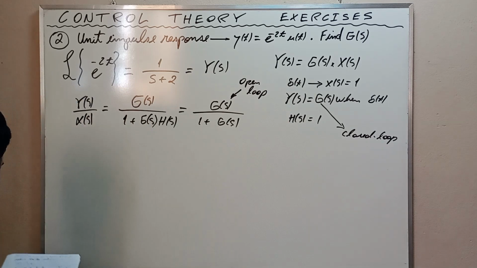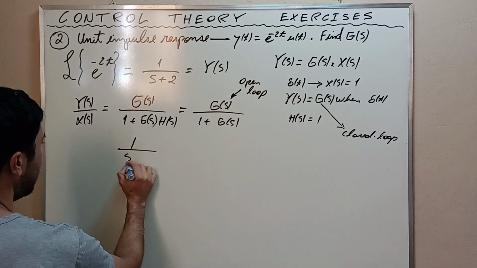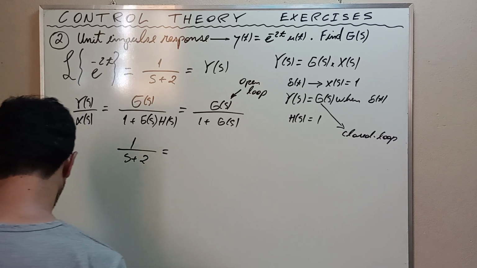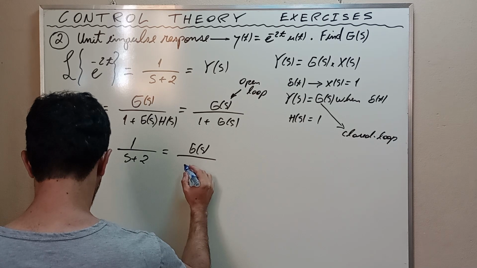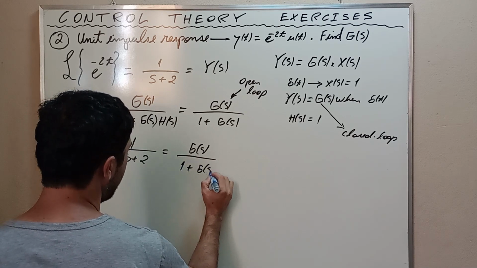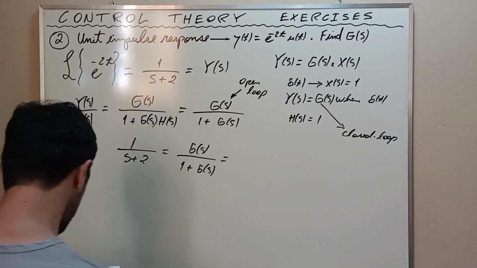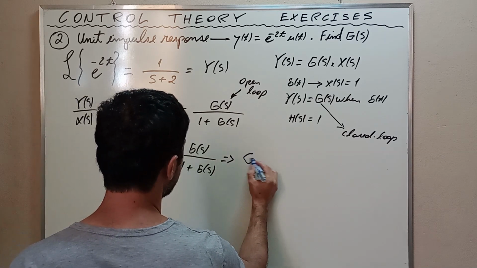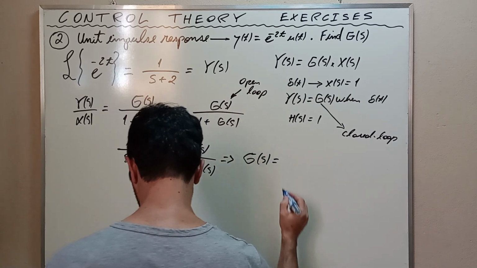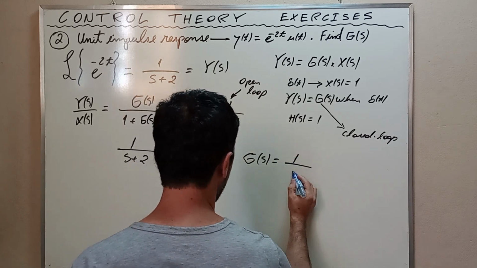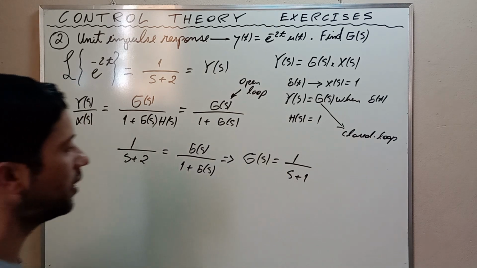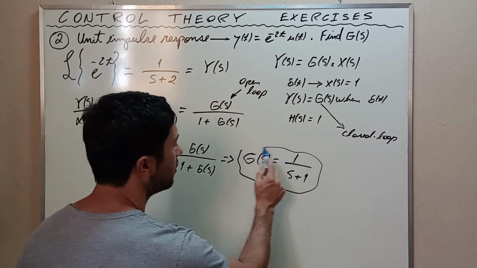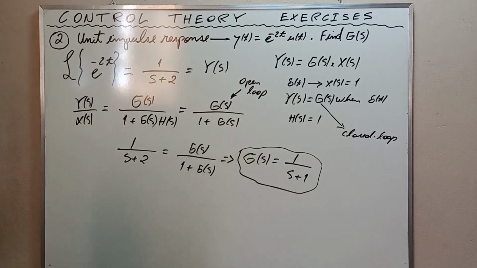Then 1 over s+2 is equal to G(s) over 1 plus G(s), and this leads to G(s) equal to 1 over s+1. And this is what the exercise wanted from us. This is precisely what the exercise wanted from us.